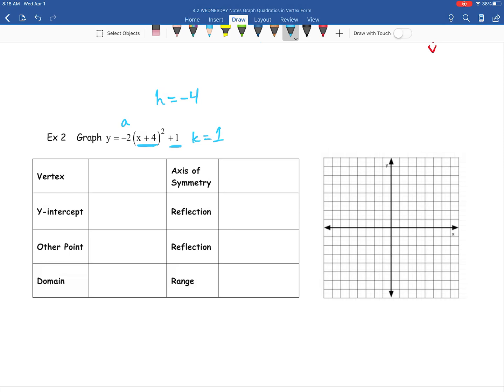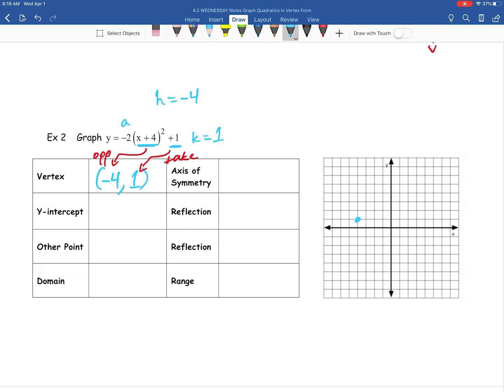Okay? And so the reason why identifying those values is useful is right away you have your vertex, which is h comma k. Our h value again is -4. Our k value there is 1. Again, from the previous video, we talked about how you just take the opposite of the value that's inside the parenthesis, and then your k value you take just as it is. So plotting our vertex, we end up with our coordinate -4, 1. So that would be right there.